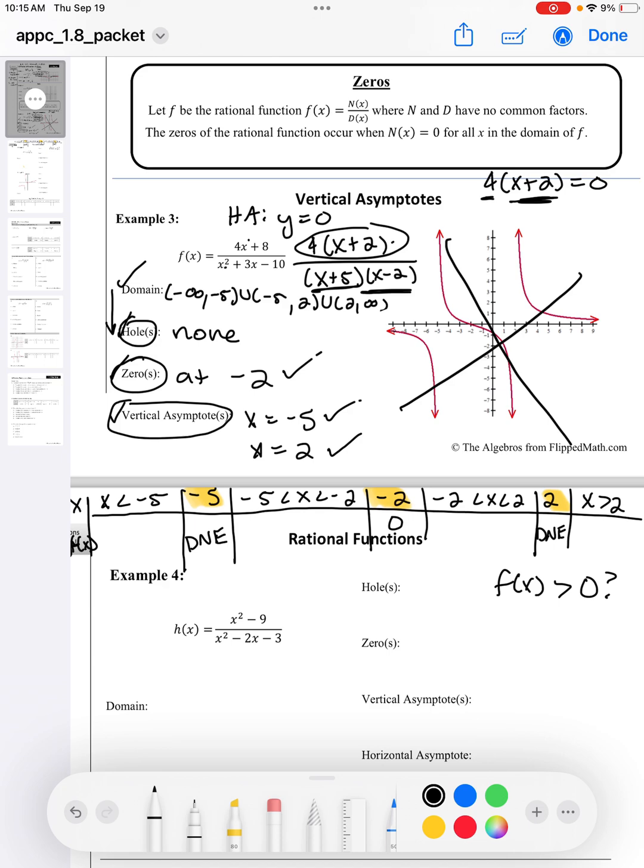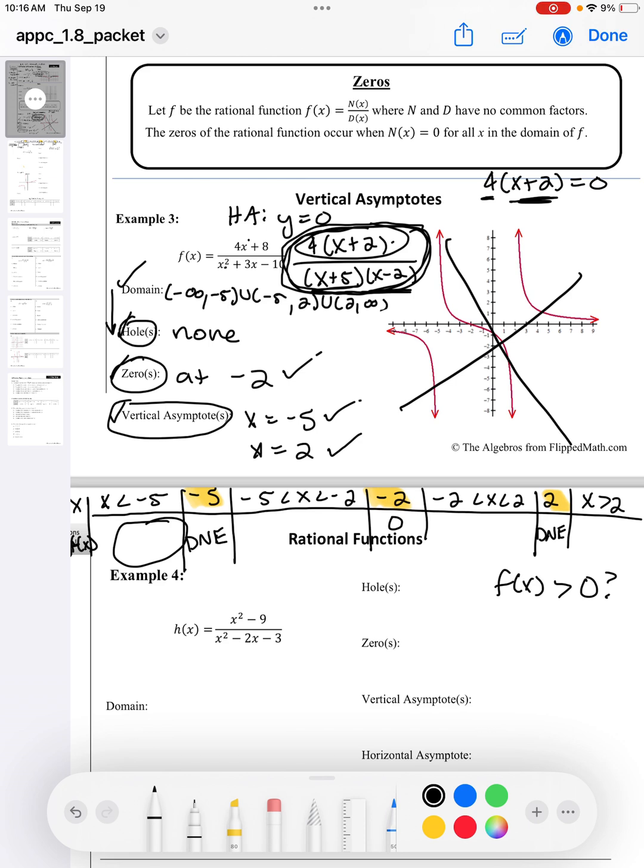Okay, so now here's how you'd figure out what's happening in the sections. So less than -5, I'm going to pick a number less than -5, any number you want. And we're going to go back to our function here. So our original function. I'm going to circle it.